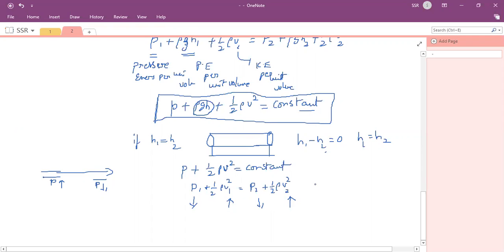Whenever the fluid increases its speed at a certain point, at the corresponding point the pressure decreases. That means the pressure difference will create the change in kinetic energy if you remove the potential energy, H1 minus H2 equal to 0. So many applications of this phenomenon are there. That pressure difference will make the change in velocity, which we can see later.